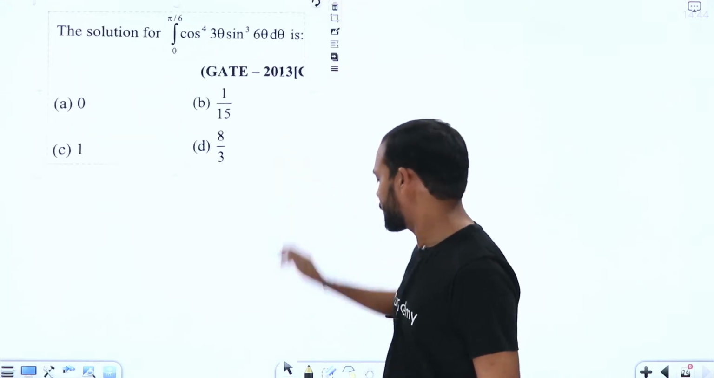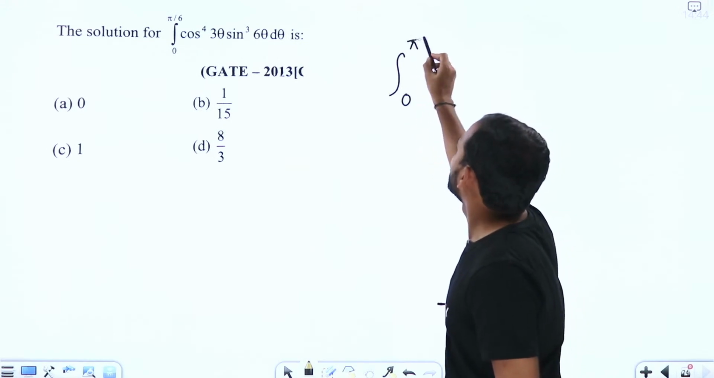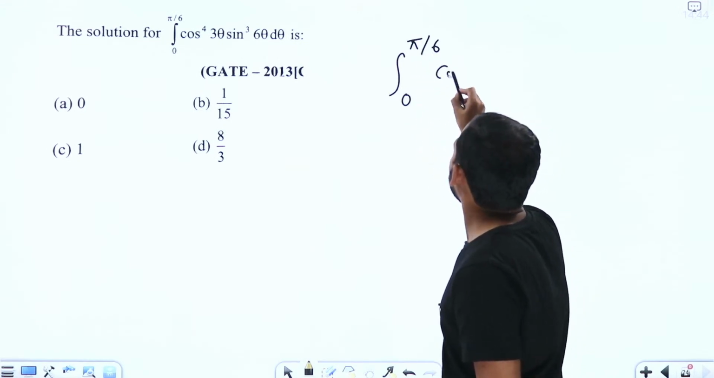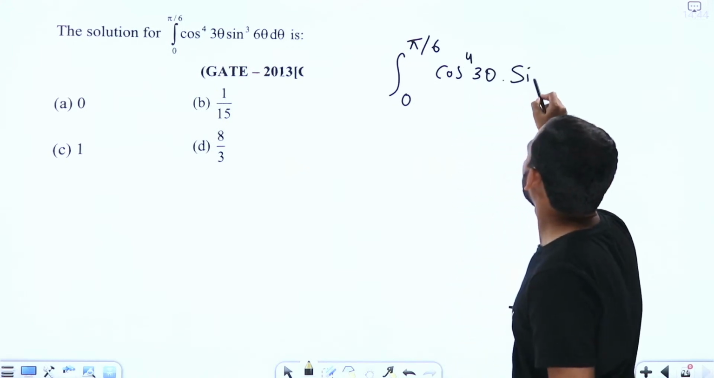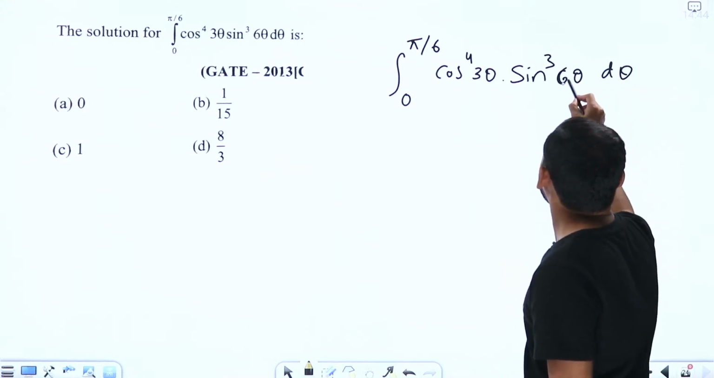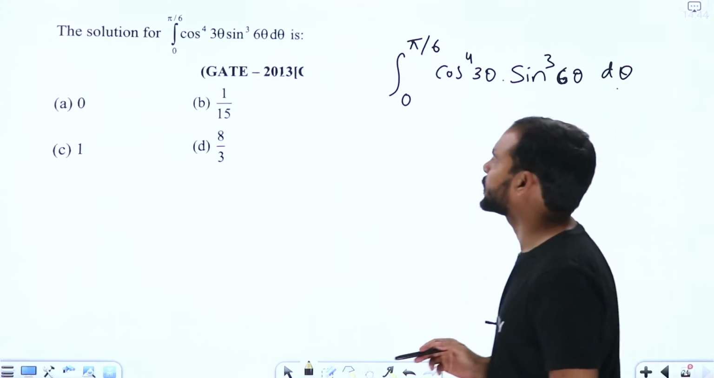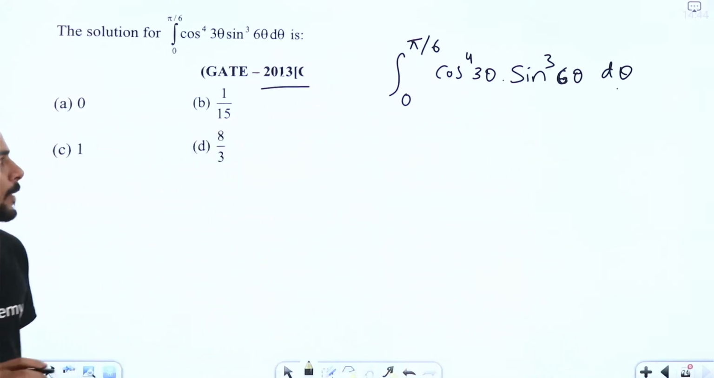This one is given on the reduction formula here. So what is this one, guys? This one is going to be integral 0 to pi by 6 cos power 4 3 theta into sin cube 6 theta d theta, that is what is given. This question is given in GATE 2013. Now tell me, guys, how to solve this one?